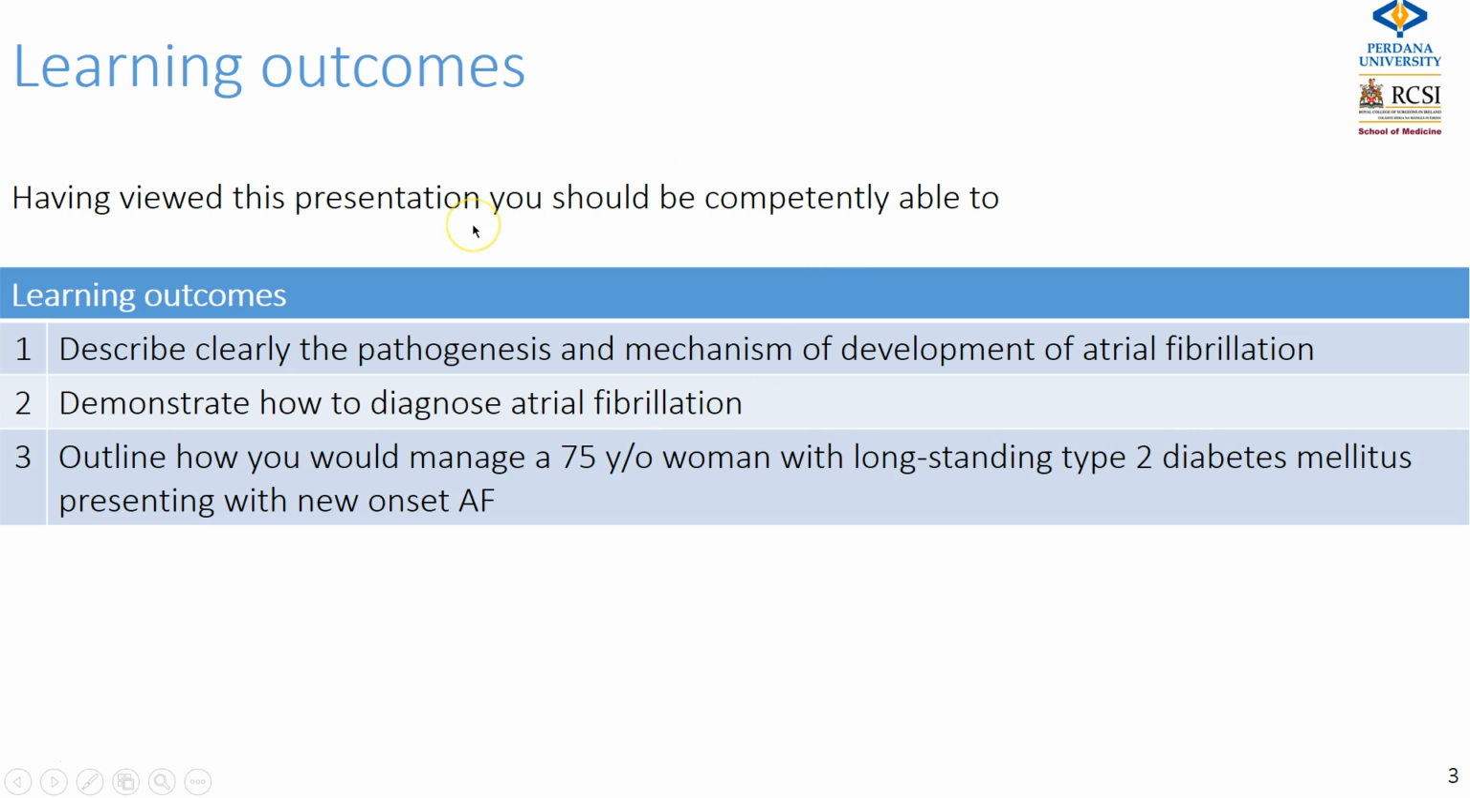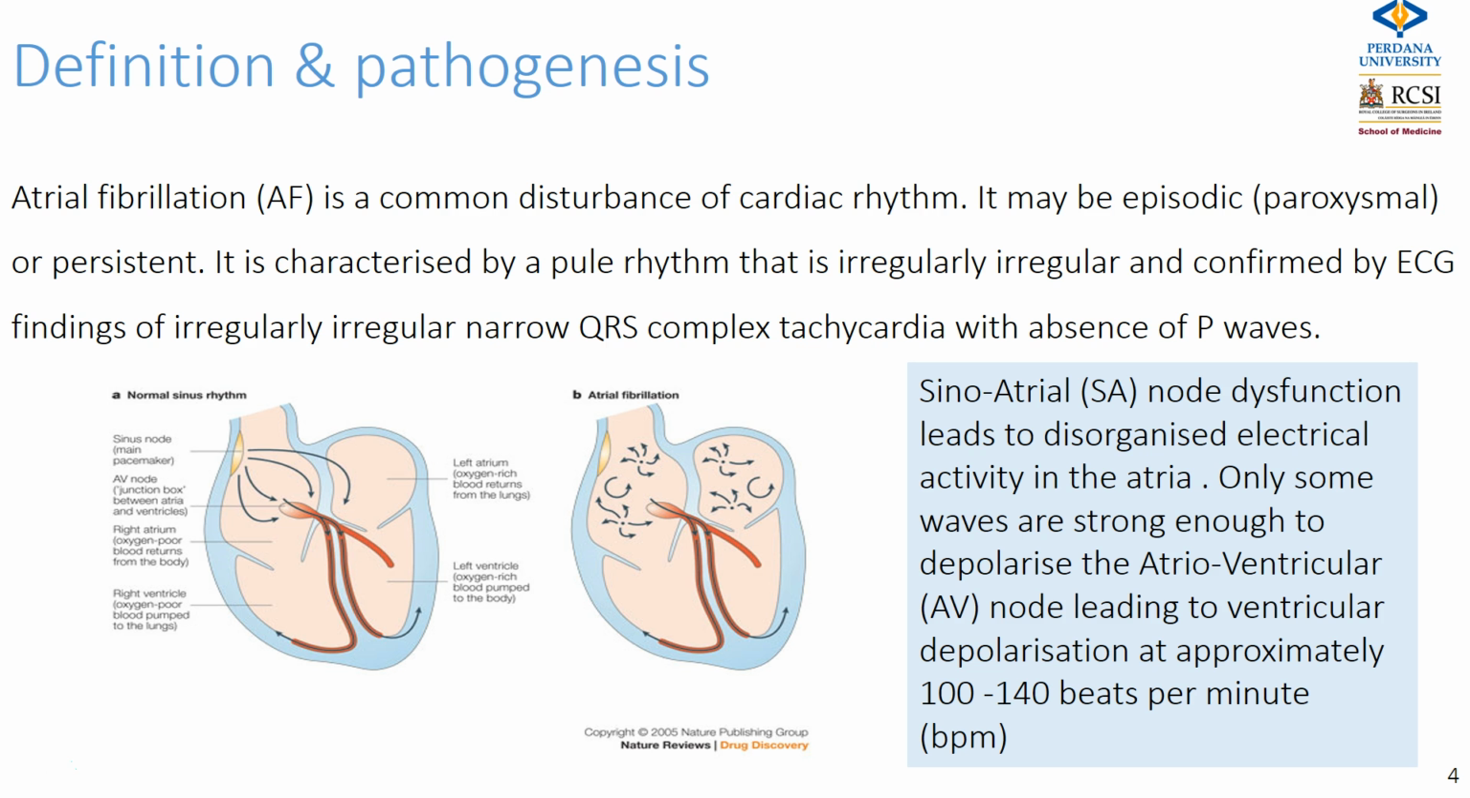Your learning outcomes for this presentation are as follows. Having viewed this, you should be able to clearly describe the pathogenesis and the mechanism of development of atrial fibrillation. You should also be able to demonstrate how to diagnose it. And you should be able to outline a management plan for a 75-year-old woman with long-standing type 2 diabetes mellitus who now presents with new onset atrial fibrillation.